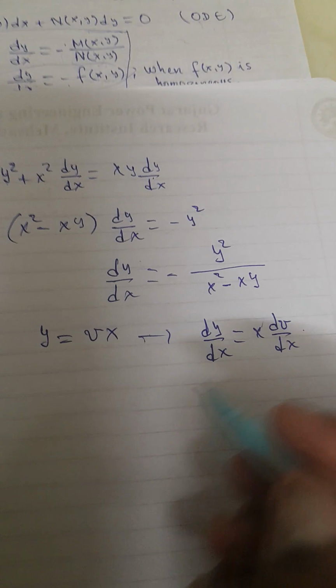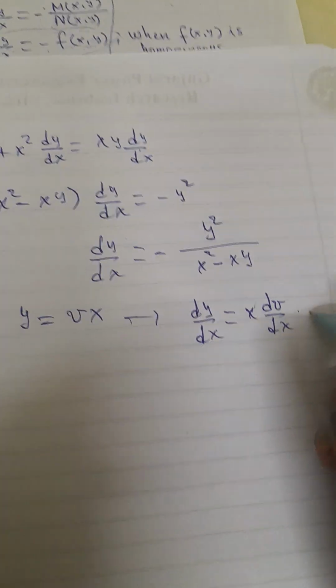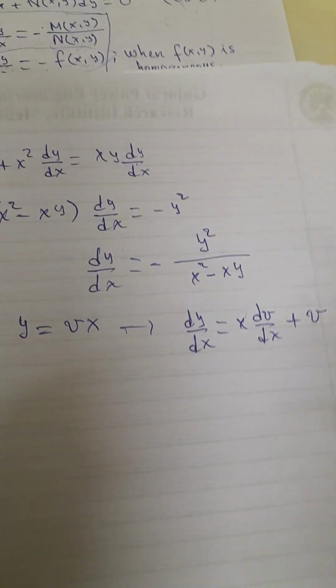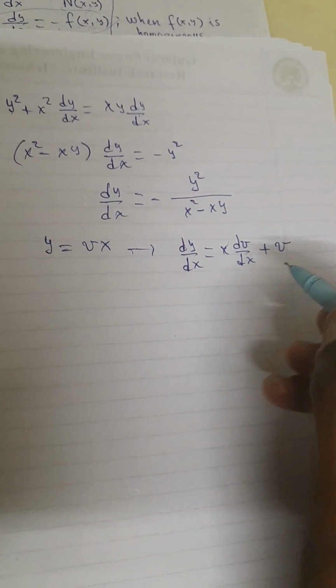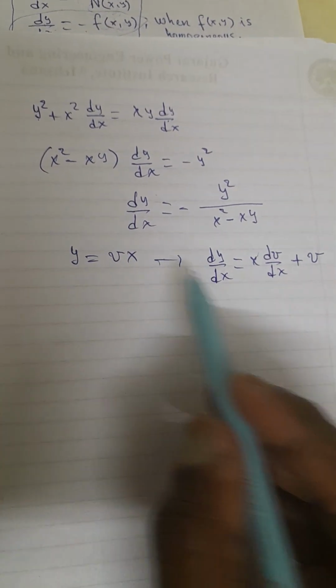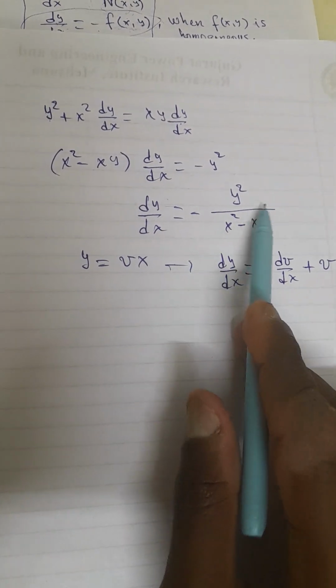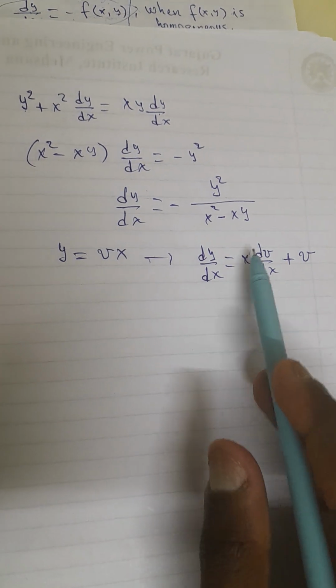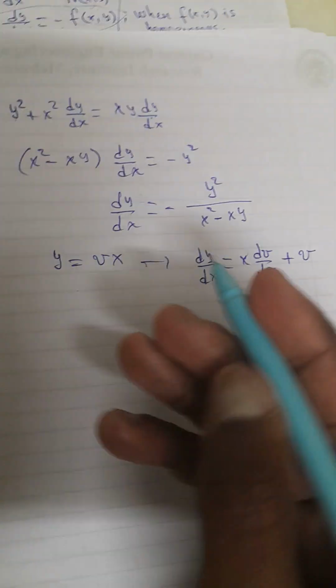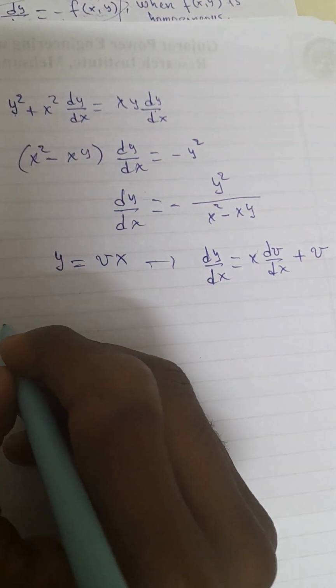Yep, x dv/dx plus v. So actually you will get just using this. Then just substitute in this formula: y is vx, and dy/dx is x dv/dx plus v. So you will get this one.